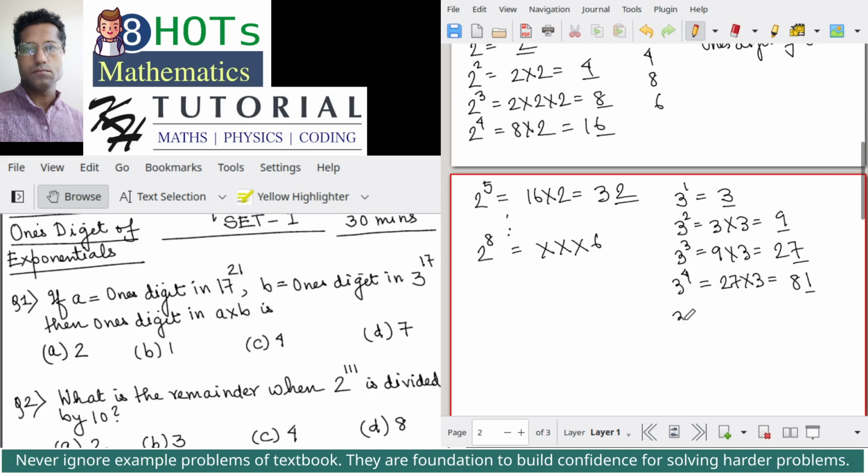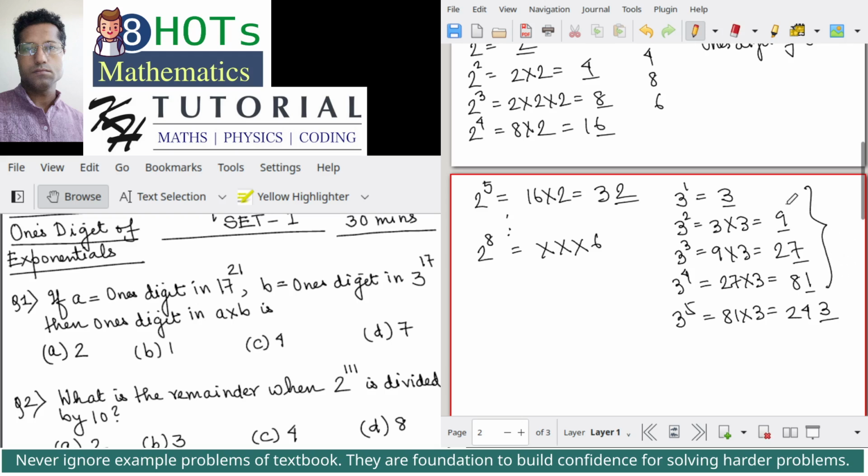Now if you take 3 to the power 5, you will have 81 multiplied by 3. This is 243. You see the ones digit is 3. 3 is back again. So similarly, for the powers of 3, you will see that after every fourth power, the ones digit 3 will be repeated, or you can say that for every fourth power, the ones digit will be 1, because this is the pattern.